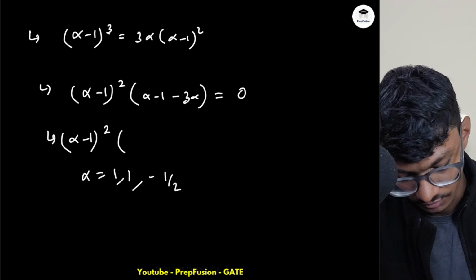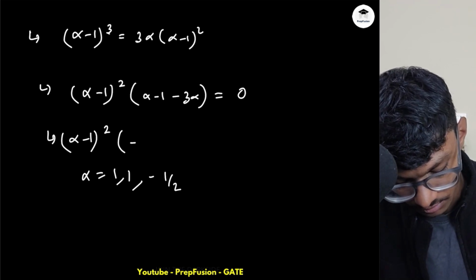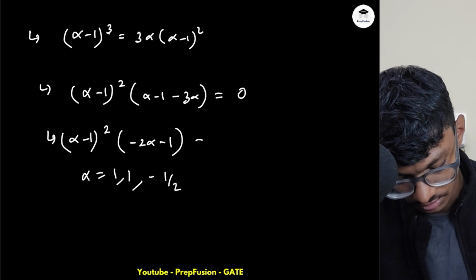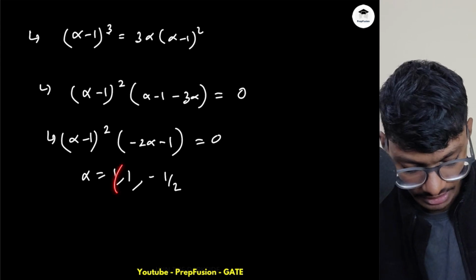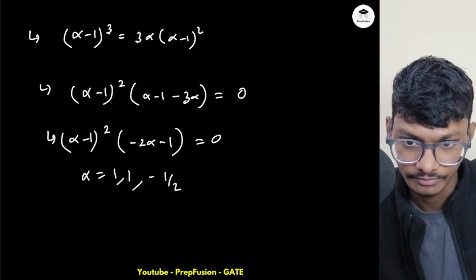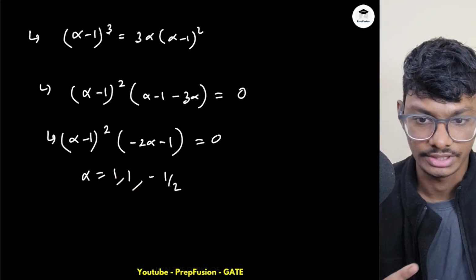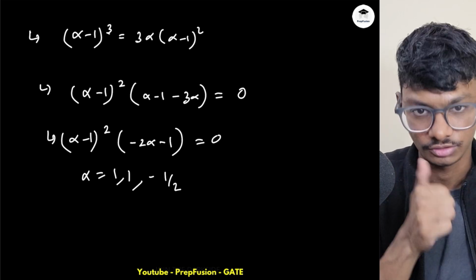Yeah, this is minus half of it. Okay, so this is minus 2 alpha minus 1 equals 0. So obviously I can see that either my alpha can be 1, or my alpha can be minus half. So we have to check whether this satisfies, for alpha equals 1 and alpha equals minus half.